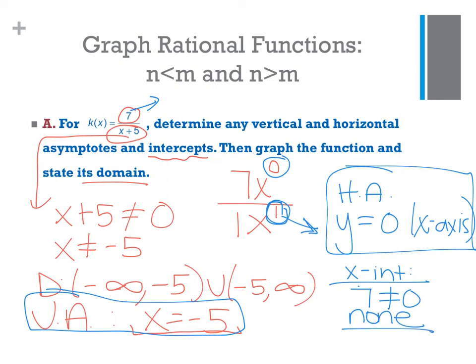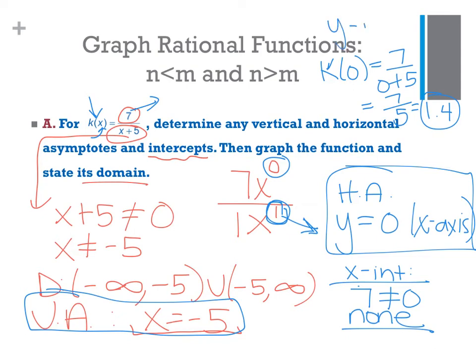Because 7 cannot equal 0, since the numerator can never equal 0, that implies that this function, k of x, does not have any x-intercepts. Now, our y-intercept can be found by plugging in 0 for x. So if I plug 0 in for x, I get 7 over 0 plus 5, which gives me 7 over 5, which is going to give me 1.4. So our y-intercept, where x equals 0, is going to occur at y equals positive 1.4.